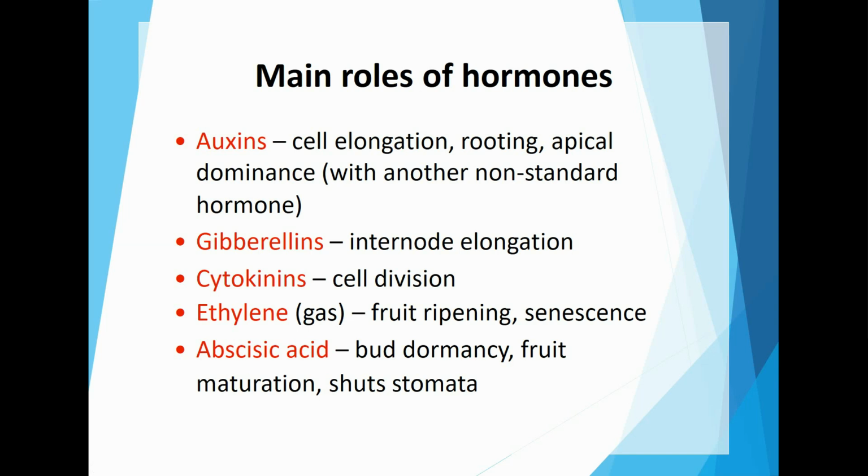And abscisic acid, which is so important in maintaining dormancy, protecting against rust, bud dormancy, fruit maturation, and it also shuts the stomata. Abscisic acid will be what is released to close that stomata very quickly in a drought or whatever conditions are going on.